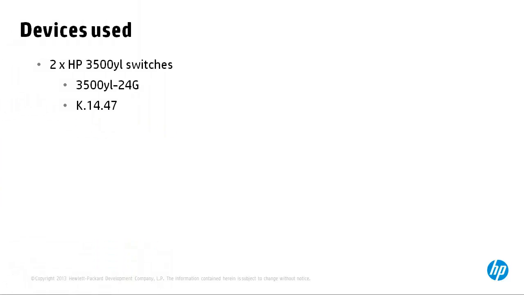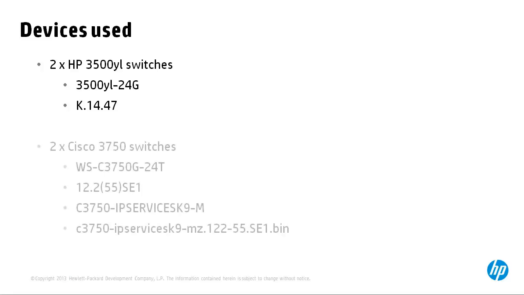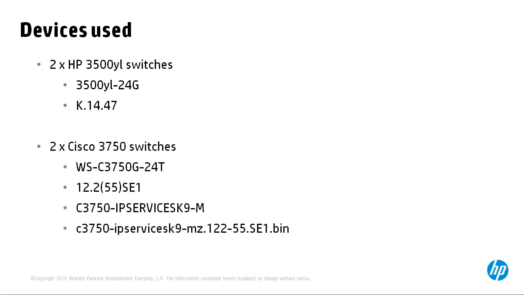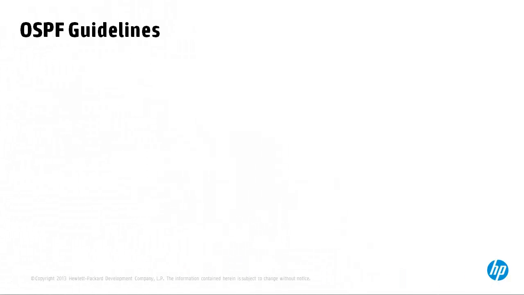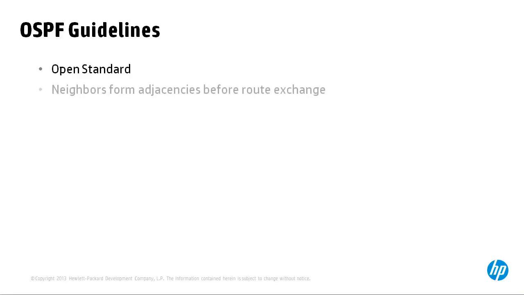The HP switches used are 3500yl switches running Provision operating system K.14.47. The Cisco switches are 3750s running version 12.2(55)SE1 supporting IP services. OSPF, or Open Shortest Path First, is an open standard link state routing protocol. Neighbors form adjacencies before routes are exchanged.